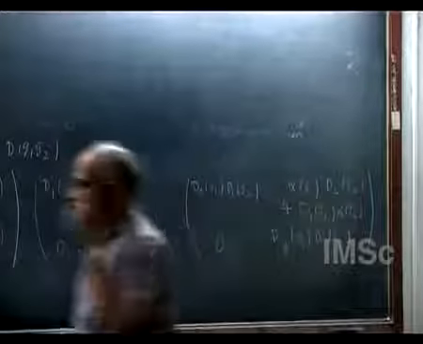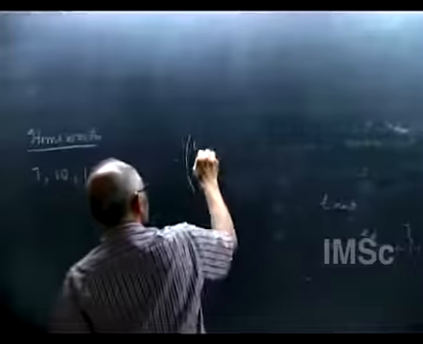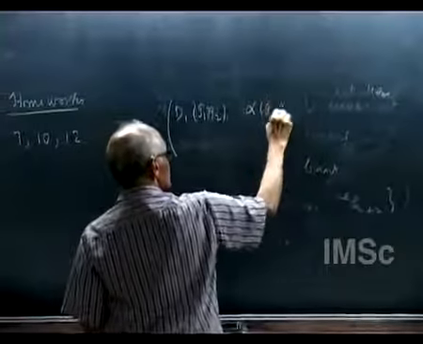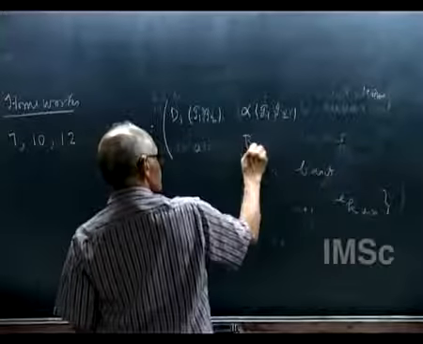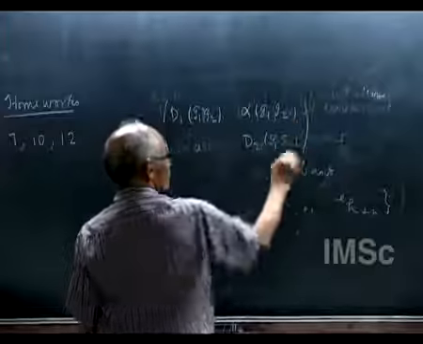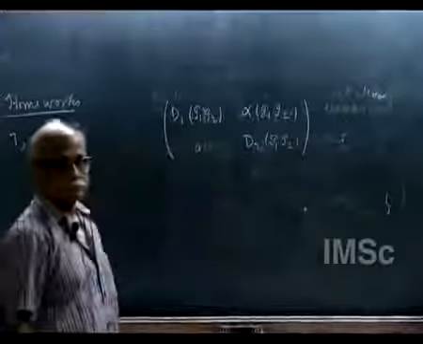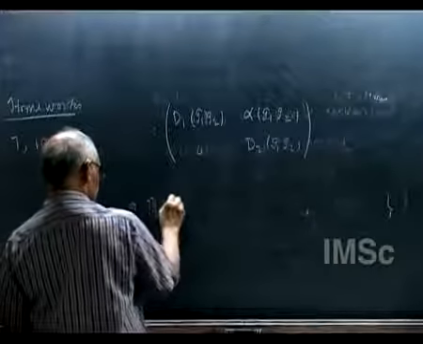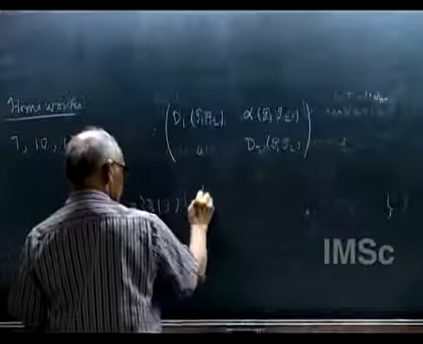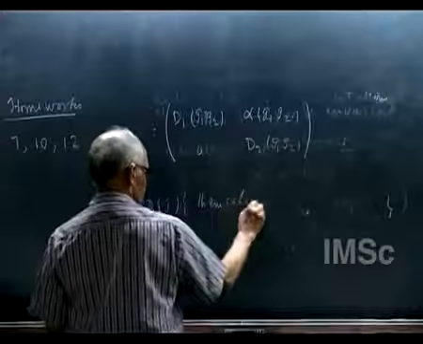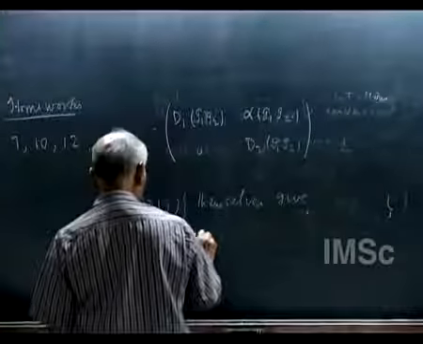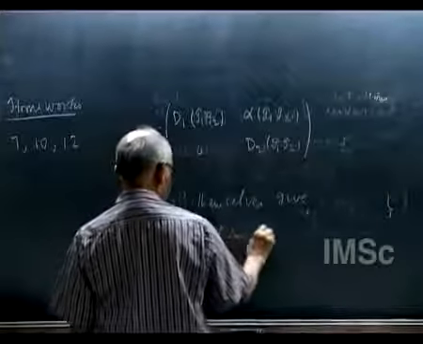Now, this immediately means this is equal to D of g1 g2. So it is d1 of g1 g2, alpha of g1 g2, 0, d2 of g1 g2. This implies immediately that these matrices d_i for each i themselves give us representations of G.